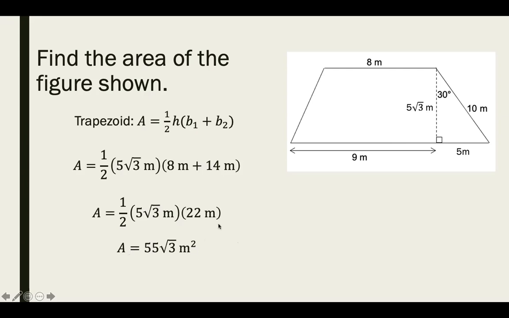That's meters squared, right? It's an area. We ended up doing meters times meters and getting meters squared. A lot of times we're going to want to put this into a calculator to get an exact value or an estimated value. So if we do that, 55 times the square root of 3 gives us 95.26 meters squared. So that's going to be our answer, 95.26 meters squared.